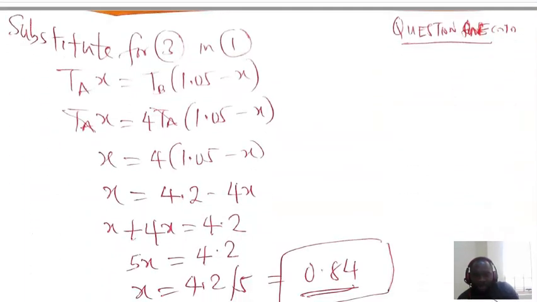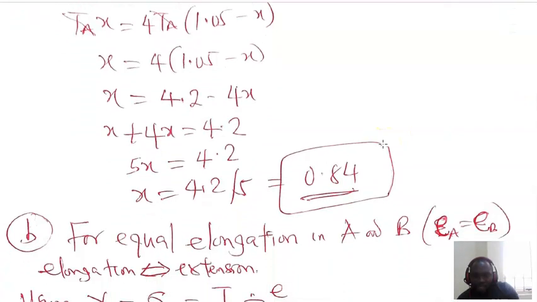If I substitute equation 3 in 1, so instead of writing TB, I write 4 TA based on what we derived. So TA will cancel out. We'll be left with x equals 4 times 1.05 minus x. If we expand that, we have 4.2 minus 4x. So collect like terms: x plus 4x equals 4.2, 5x equals 4.2, and x equals 4.2 divided by 5 to give us 0.84. So I believe that's clear enough.